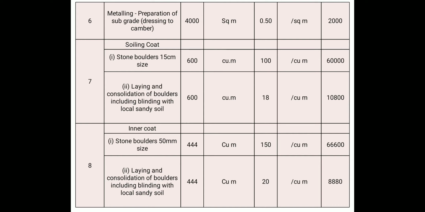10,800. Inner coat stone boulders 50 mm is 444 cubic meter, 150 per cubic meter is 66,600. Laying and consolidation of the boulders including blinding with local sandy soil is the same for 444 cubic meter. For per cubic meter it is 20, so it is 8,880.